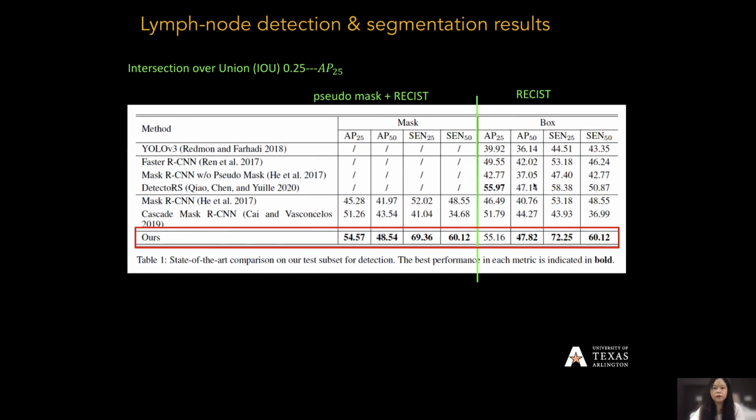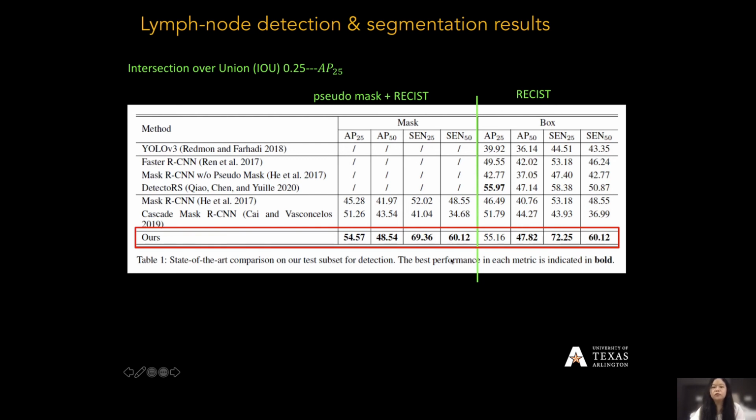So we have compared our results for two different baseline models. For example, we have several baseline models: YOLOv3, Faster R-CNN, and Mask R-CNN, and also the detection RS and the RC. We have two models. The first model is trained with the saddle mask and the bounding box generated by the RECIST, and the second model is just trained with the RECIST, which is only for detection results.